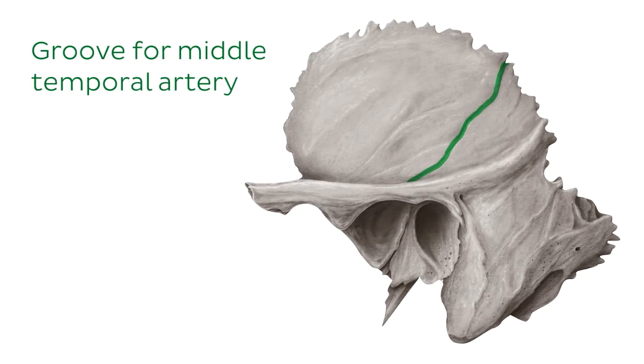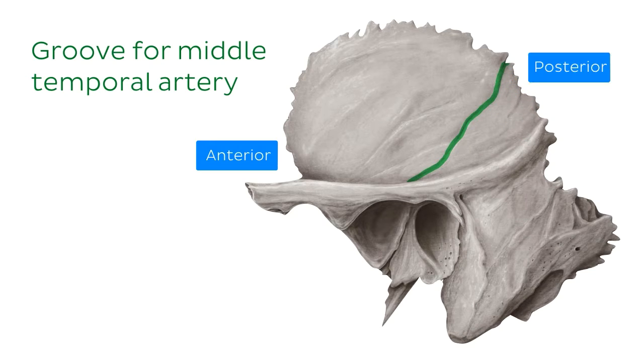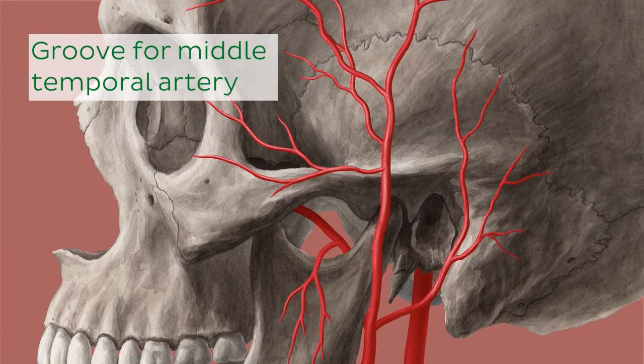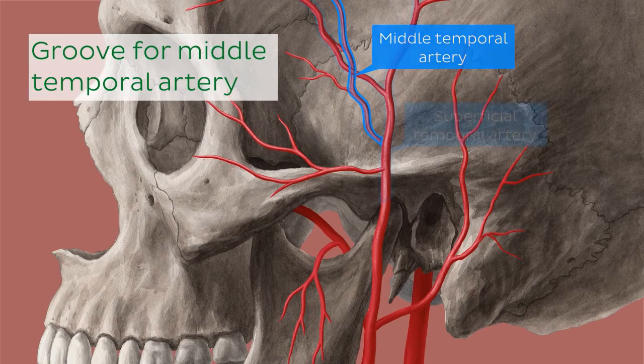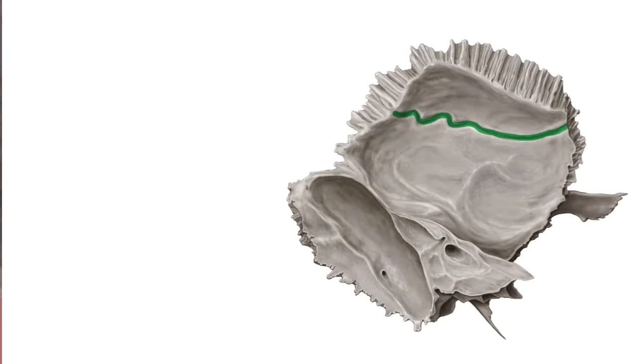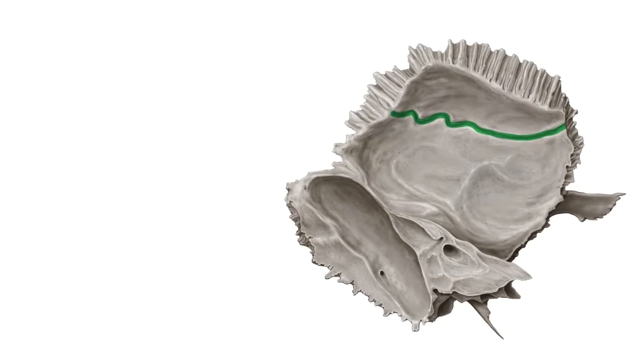On the temporal bone, there's a groove for the middle temporal artery. You can see this groove on this image here, which shows the temporal bone from a lateral view, with this side being the anterior side and this side being the posterior side. The groove is vertical and located on the anterior side of the squamous part of the temporal bone. Within this groove runs the middle temporal artery, which is a branch of the superficial temporal artery, and supplies the temporalis muscle.